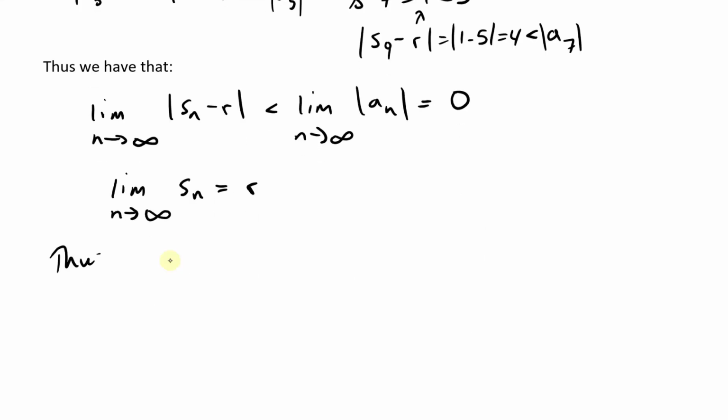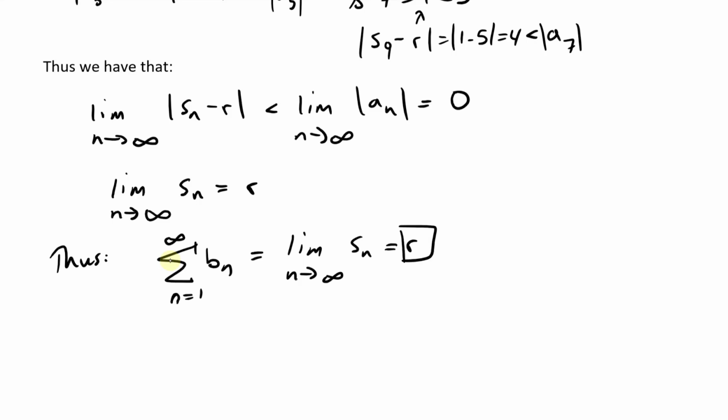So thus, the rearrangement of An, which is Bn, from n equals 1 up to infinity, that's just going to be equal to the limit of the partial sum. Limit as n approaches infinity of Sn is equal to r. Like that. So hence, you can make it whatever we want.